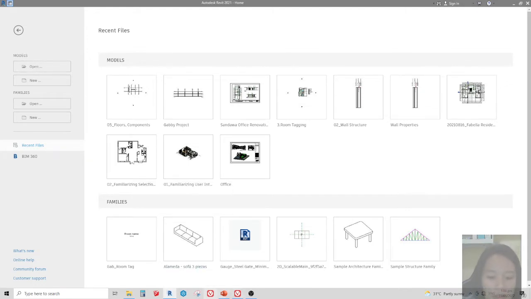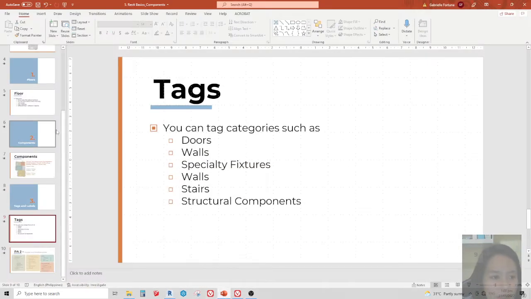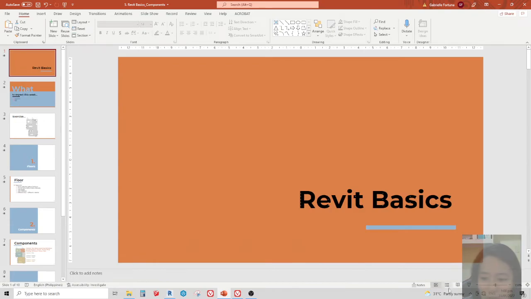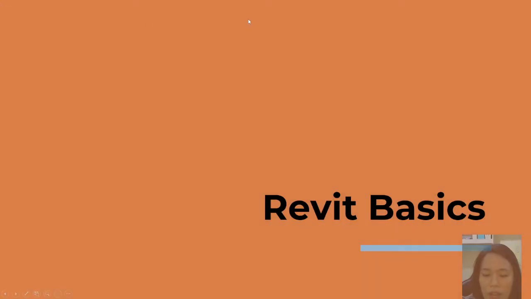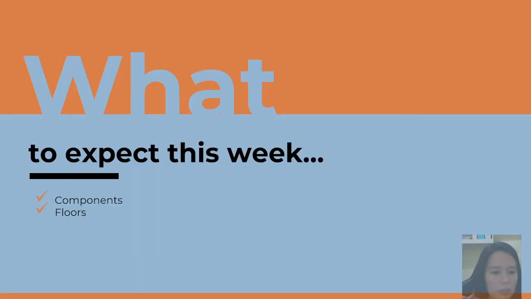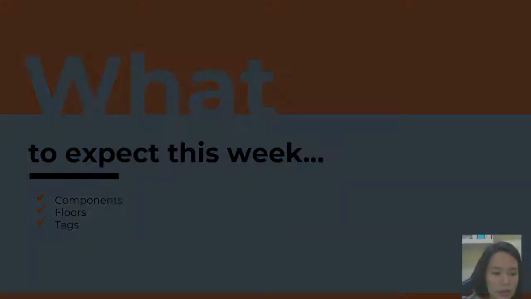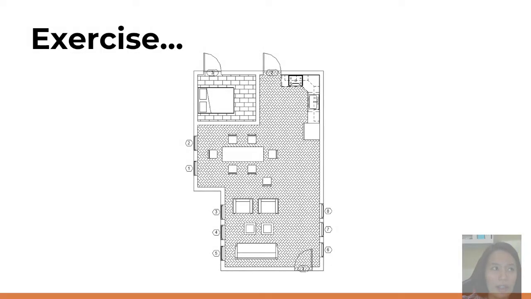Let's start. Okay, so for today, we're going to talk about, since we're done with the walls, and what else? The grids, the columns. Now, everything na ilalagay natin sa loob ng bahay or floor plan, yun ang ating ita-topic for today. So, what to expect? Components, floors, tags. Yun lang.